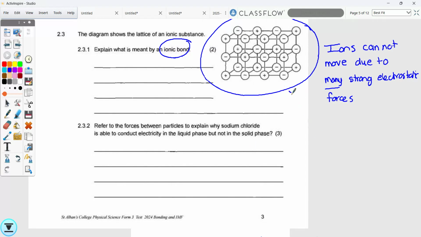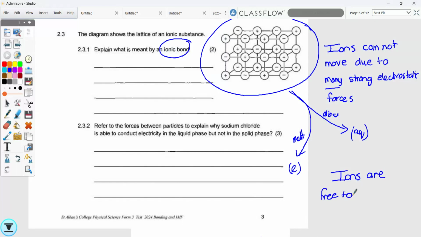But then there are two ways in which you can make them conduct. Dissolving: you can dissolve them, and then they become aqueous. Or you can melt them, and then they become a liquid. So now they say, why in the liquid phase can they now conduct? Because the ions are moving. Ions are free to move to conduct electricity.